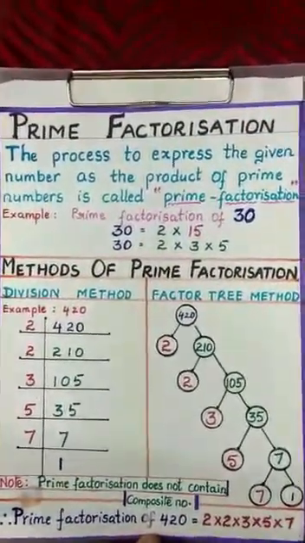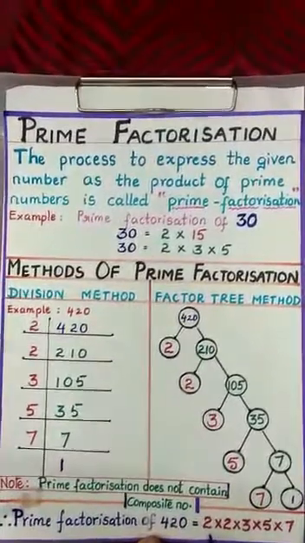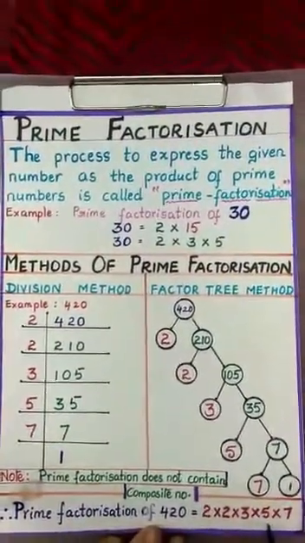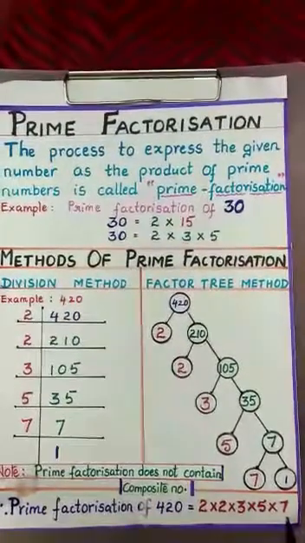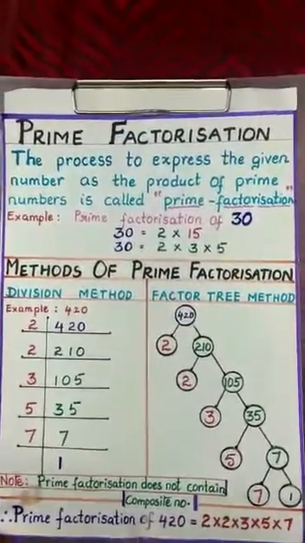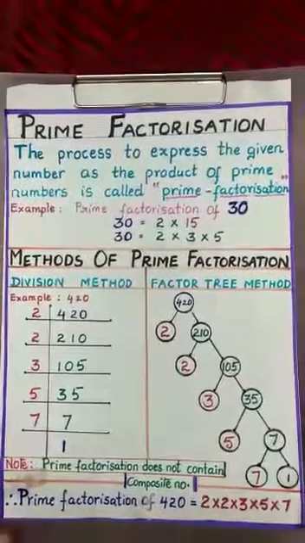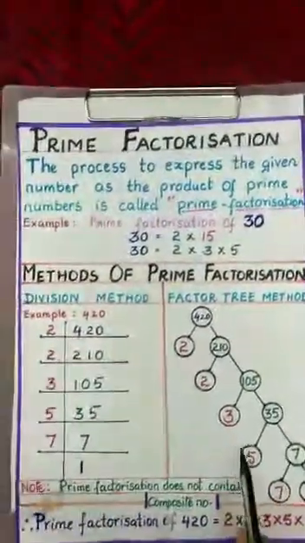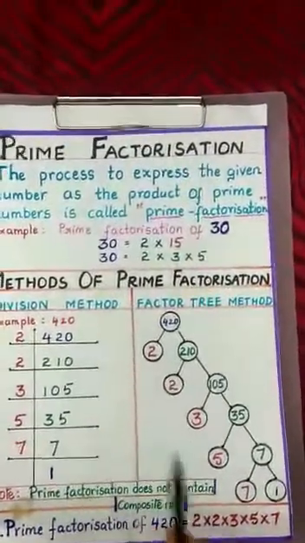If you want to check your answer, you can check. 2 twos are 4. 4 threes are 12. 12 fives are 60. 60 sevens are 420. This is the way we can check our answer. So we have two methods of prime factorization. You have to learn these two methods thoroughly.